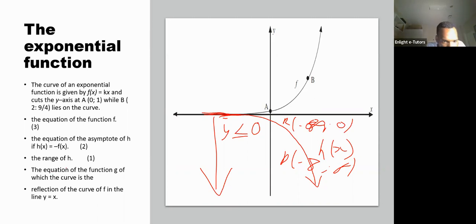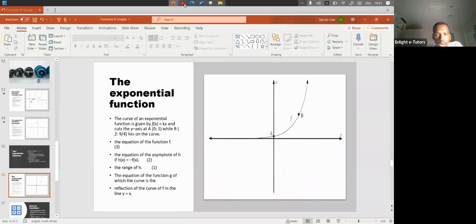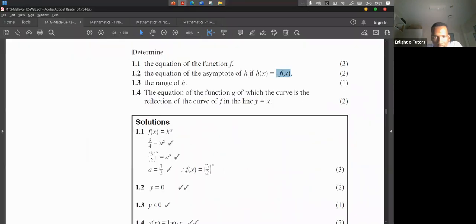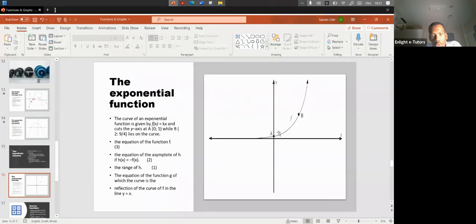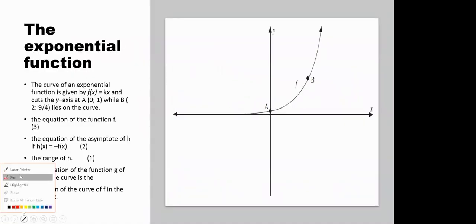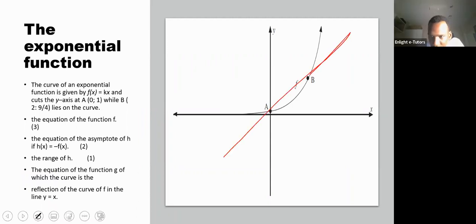Then the equation of the curve g. Okay, wait. Here they say the equation of the function g, of which the curve is the reflection of the curve of f(x) in the line y equals x. So basically what they are saying is, what would be the equation of the new graph if it's reflected by this line? Exactly, that's what they want.